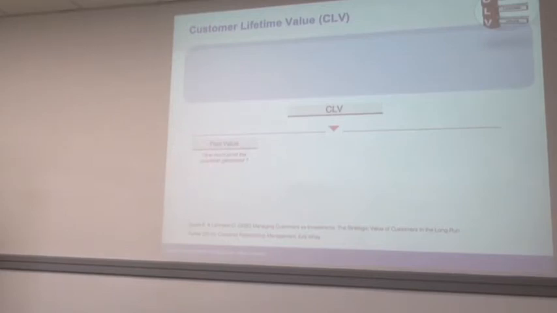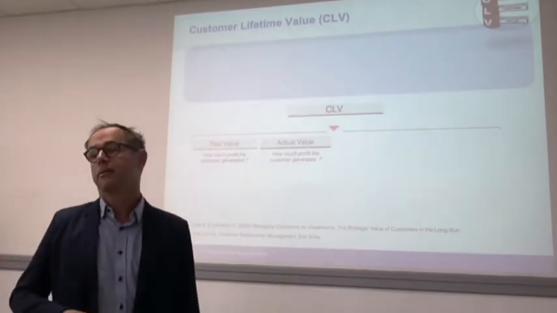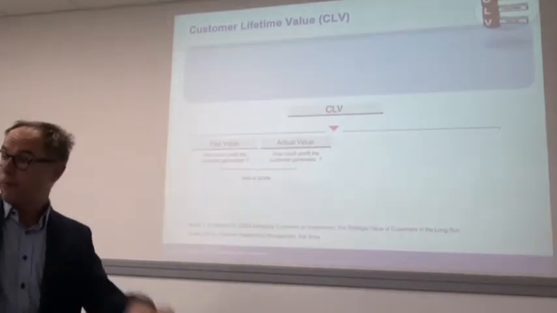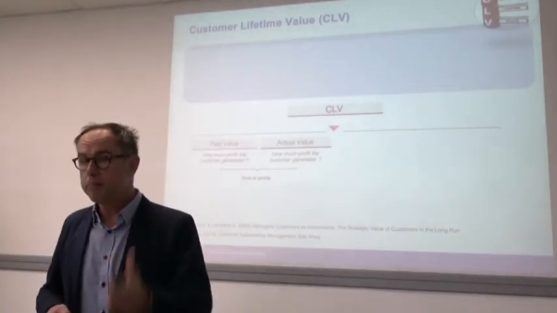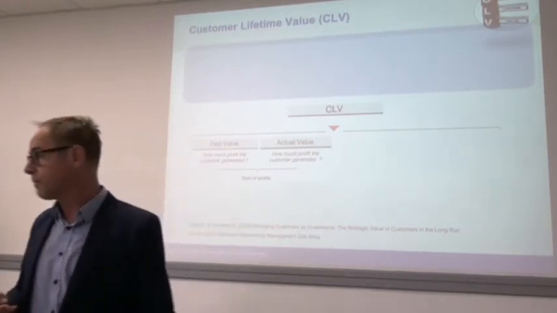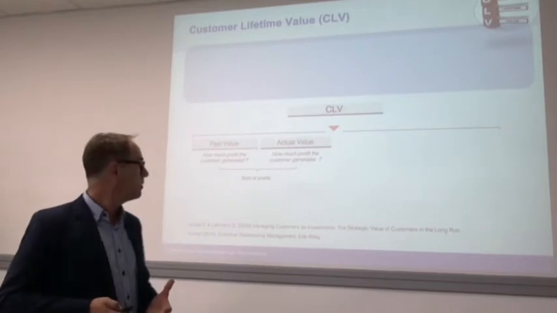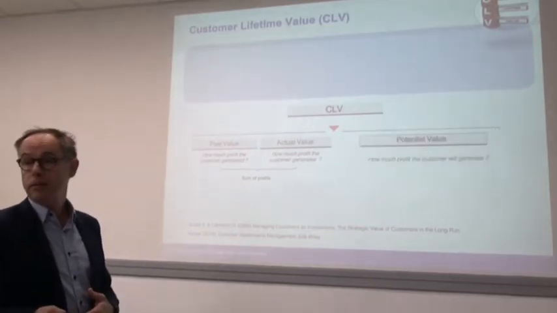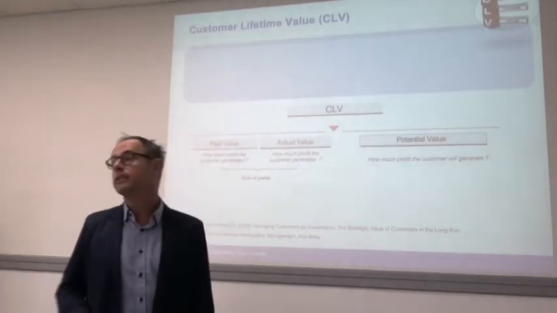So we have the past value, as I just stated. It's how much profit the customer generated in the past. It's the actual value. You also accumulate what the customer has spent today. This brings the sum of profits of the past and the present. So what the customer has spent over the time since he's been active in the database, since his first purchase, these are the profits generated since the customer came into the database. And to that, you add the potential value, how much profit the customer will generate in the future.